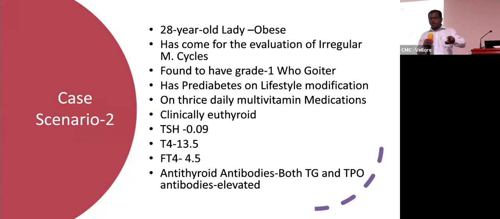Remember that this is a classical lab error because of biotin. It's becoming more and more common because of the high use of biotin in the community and over the counter. So if the patient is clinically euthyroid, please don't start an antithyroid drug upfront, because with this much thyroid dysfunction you expect the patient to be symptomatic. But here the patient is absolutely asymptomatic, clinically euthyroid.